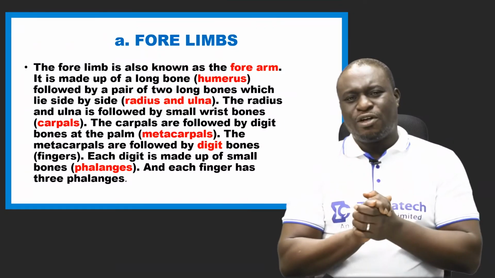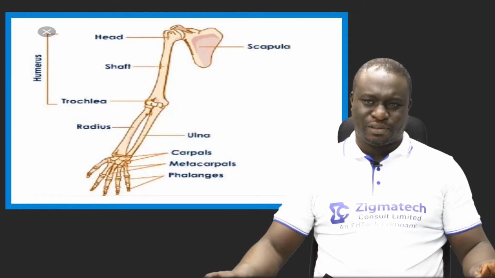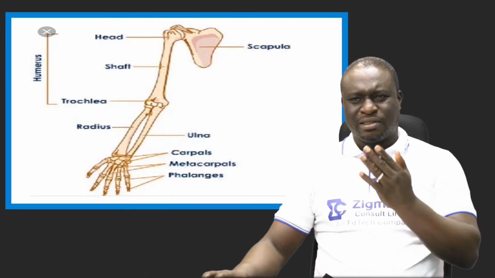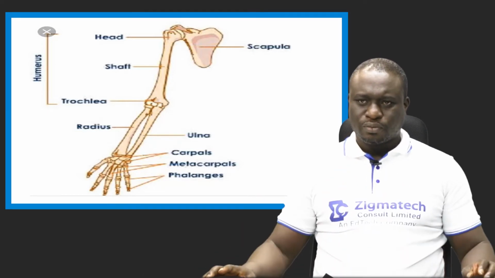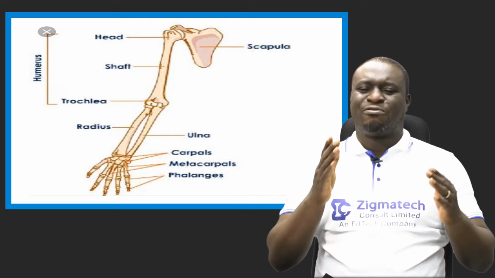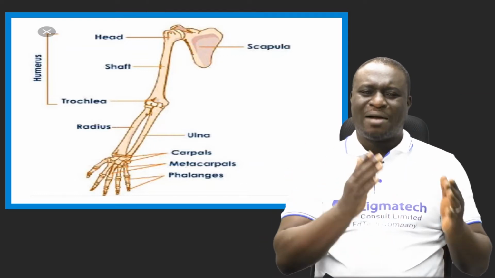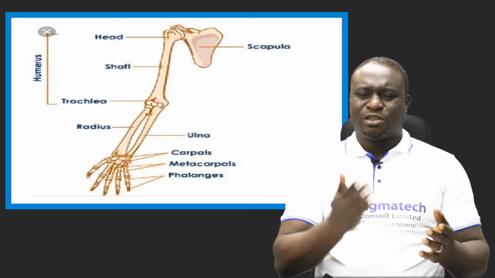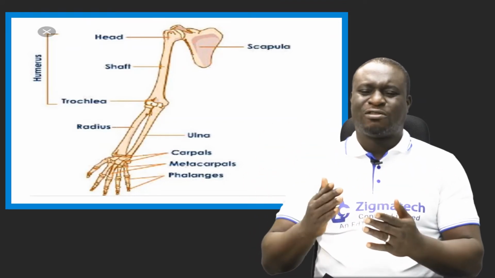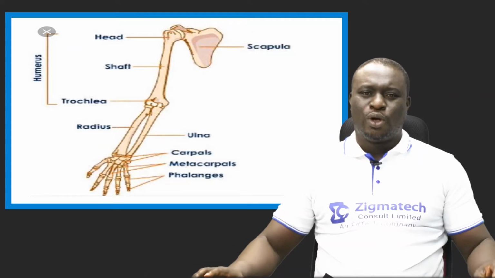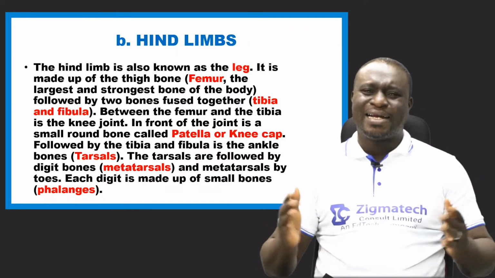All right? Now, having understood that, let's move to the next one, which is the hind limbs. But before we go to the hind limbs, take a look at the structure we were actually discussing. We have the humerus. After the humerus, we have the radius and the ulna. After the radius and the ulna, we have the carpals. After the carpals, you can see in the structure there on the screen, we have the metacarpals. And after the metacarpals, we have the digits, which have phalanges. All right? Now, moving to the next is the hind limbs.